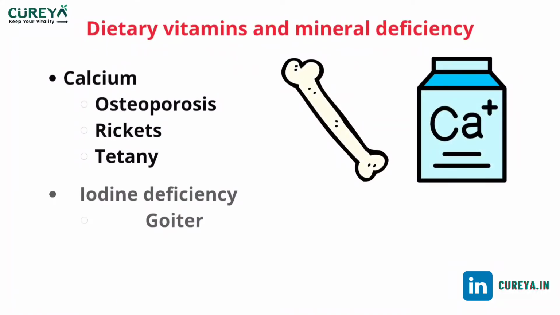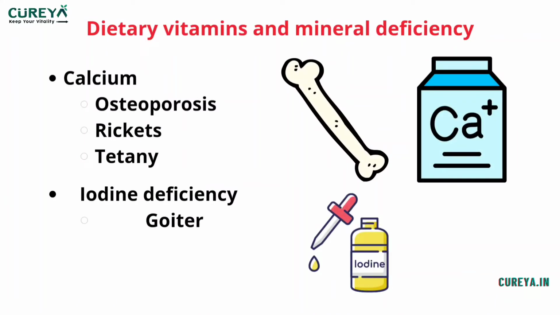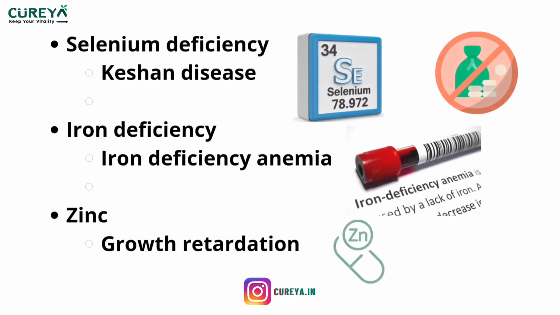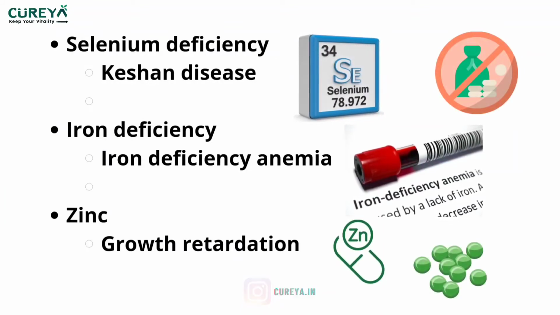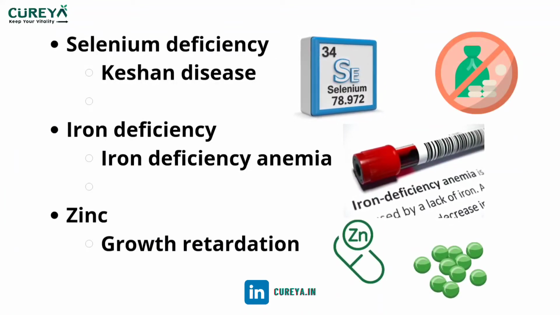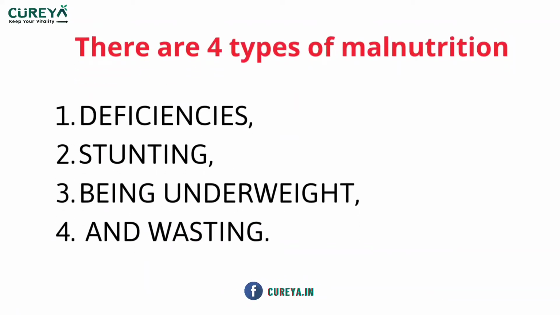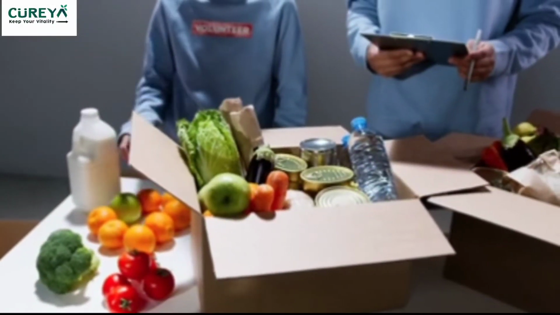Dietary vitamins and mineral deficiencies: calcium, osteoporosis, rickets, tetany, iodine deficiency, goiter, selenium deficiency, Keshan disease, iron deficiency anemia, zinc, growth retardation. There are 4 types of malnutrition, according to the World Health Organization. This includes deficiencies, stunting, being underweight, and wasting. Each type of malnutrition stems from a unique cause.